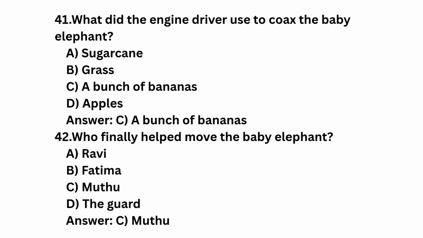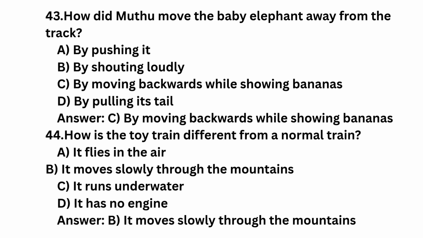What did the engine driver use to coax the baby elephant? Sugarcane, grass, a bunch of bananas, apples. Answer: a bunch of bananas. Who finally helped move the baby elephant? Ravi, Fatima, Muthu, the god. Answer: Muthu. How did Muthu move the baby elephant away from the track? By pushing it, by shouting loudly, by moving backwards while showing bananas, by pulling its tail. Answer: by moving backwards while showing bananas.